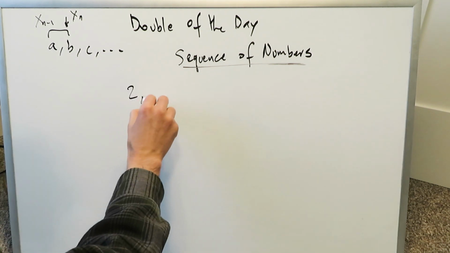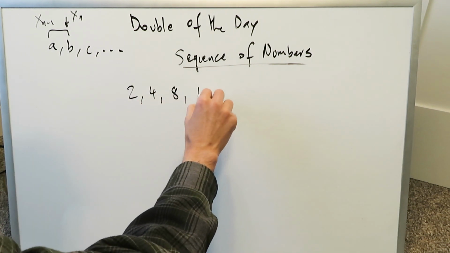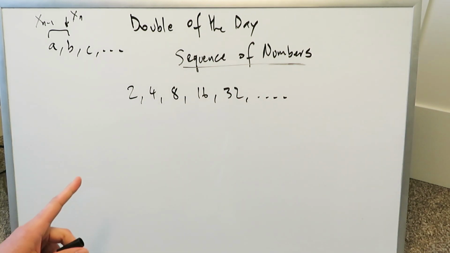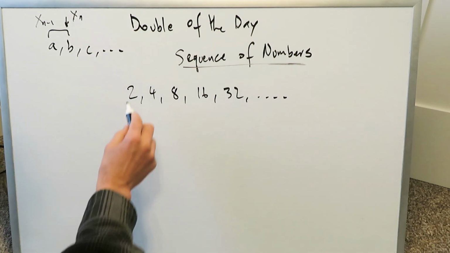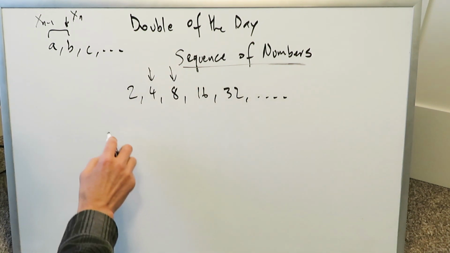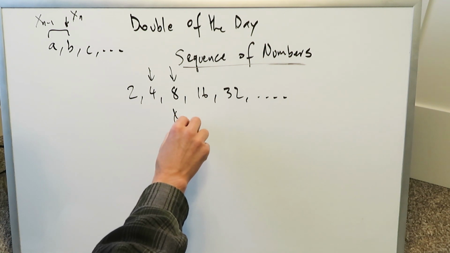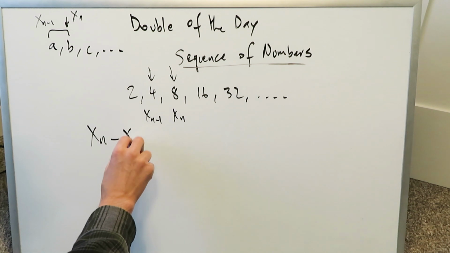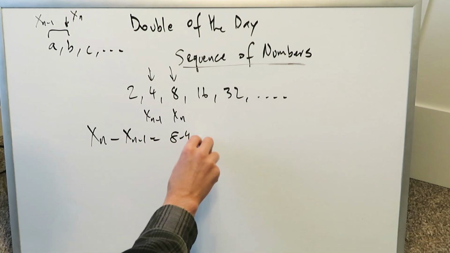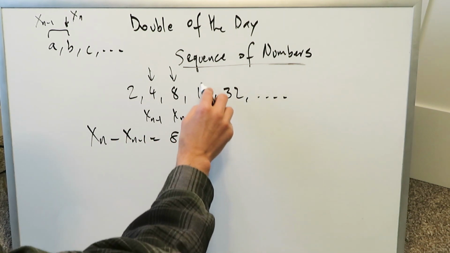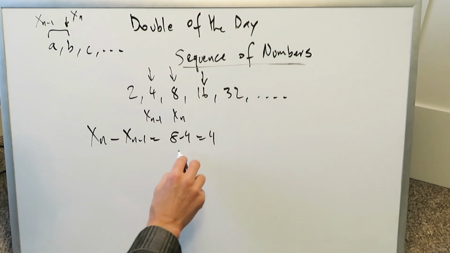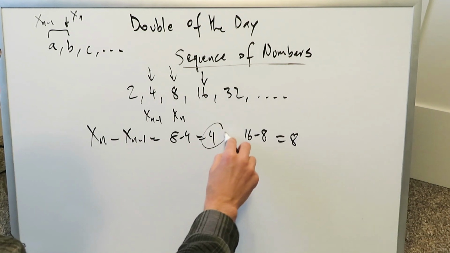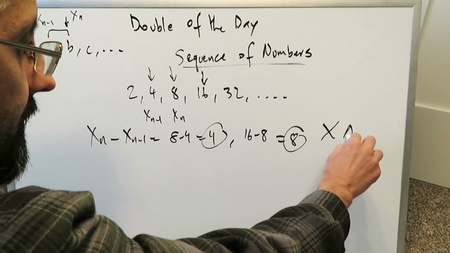Take a look at this sequence: 2, 4, 8, 16, 32, and onwards. Evaluate this for being an arithmetic or a geometric sequence. Well, pick any two numbers and see the difference between those two. This here would be my x sub n term. This here is the term right before, x sub n minus 1. In this instance, x sub n minus x sub n minus 1 is 8 minus 4, which is a 4. Pick another term right over here. We have 16 and 8. If you do 16 minus 8, you have a difference here of an 8. So you're not seeing a common difference here. It's not an arithmetic sequence.